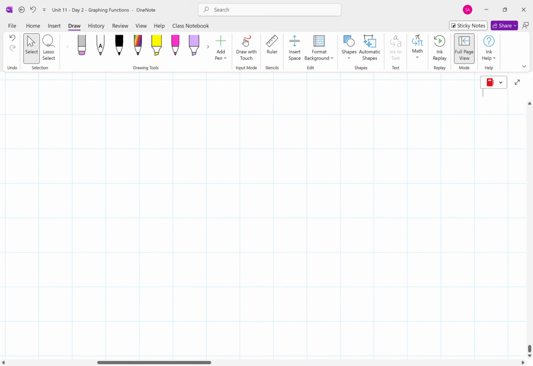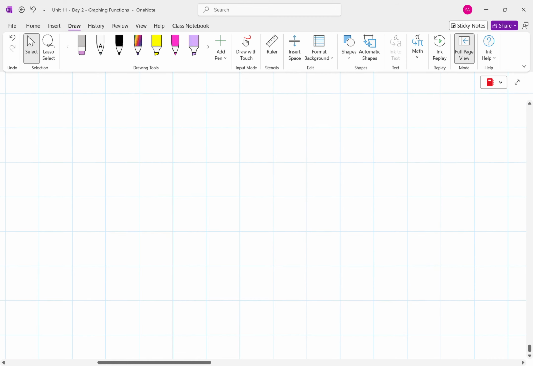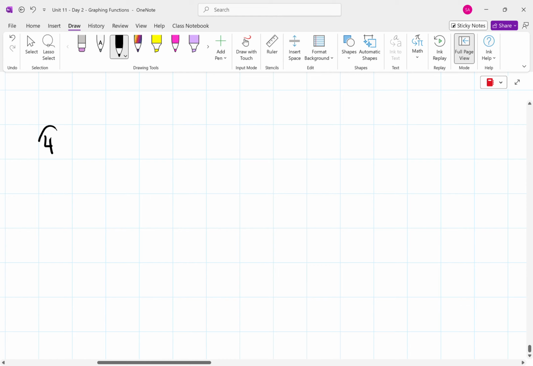Okay, so let's do more of these non-standard graphs. This next one, I'm going to have y is equal to the absolute value of x squared minus 1.